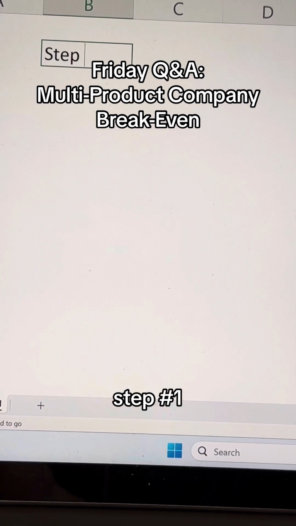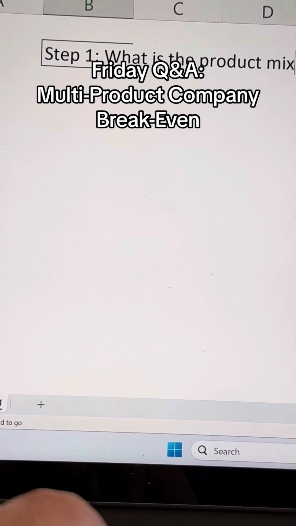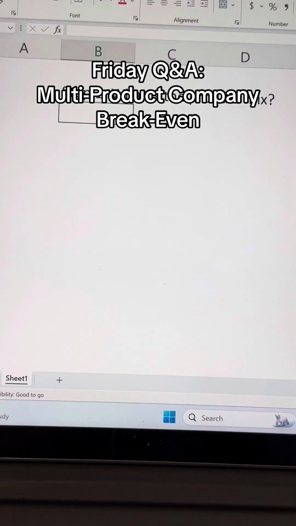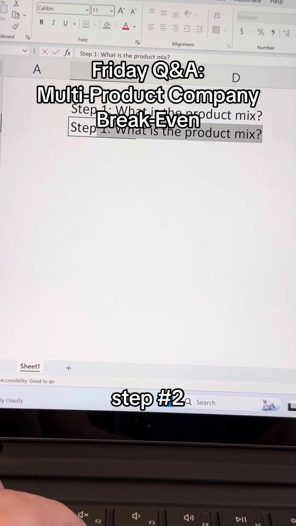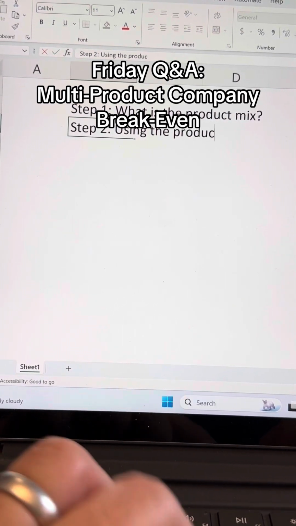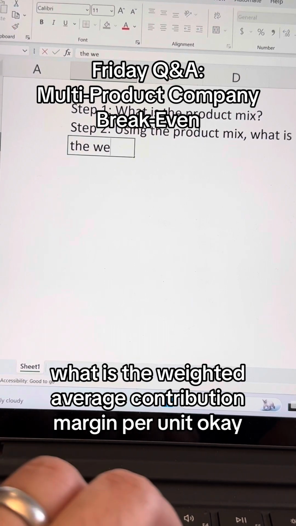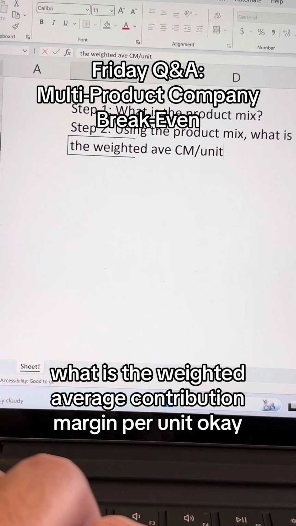Step number 1. What is the product mix? Okay, calculate the percentages. Let me zoom out here. Step number 2. Using the product mix, what is the weighted average contribution margin per unit?